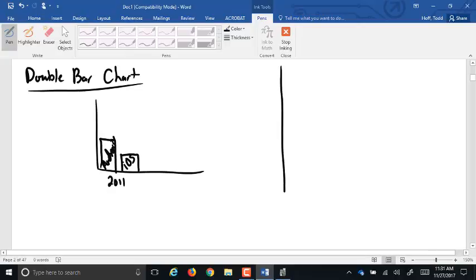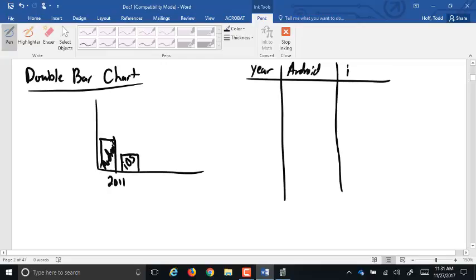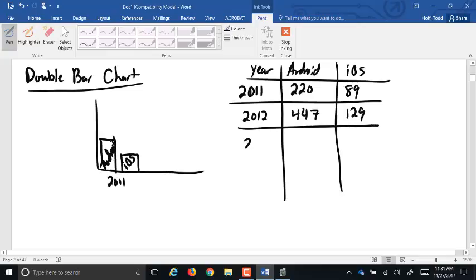So I want you to take the data from this, and I'll help you organize it into a little chart so it's easier to put in. In 2011, there were 220 million Androids and 89 million iOS phones sold. In 2012, it was 447 million Android and 129 million iOS. In 2013, there was 759 million Android phones and 151 million with iOS.